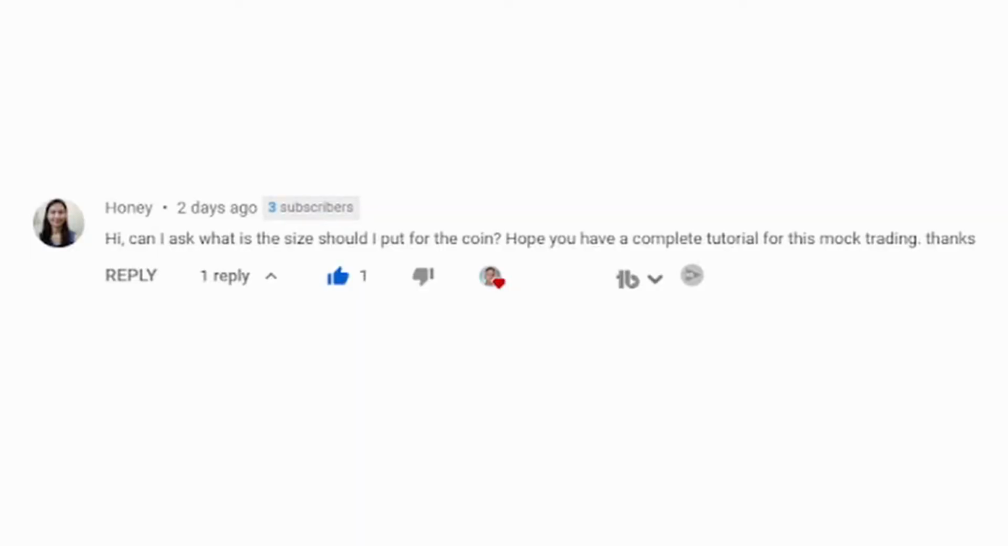And the final question is, can I ask what is the size that I should put for the coin? Hope you have a complete tutorial for this mock trading. Thanks. I assume that when you say what size of the coin I should put for the trading, you mean to ask how to actually trade the $3,000. How would I trade it on a mock trading account or in a real-time live account if I had $3,000? So let me go over that now.